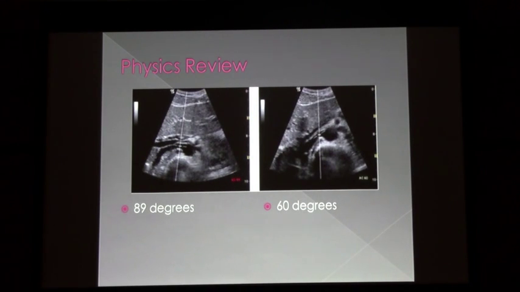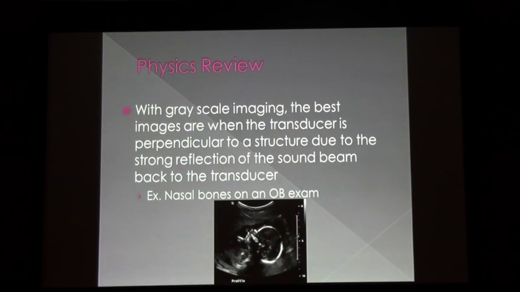This was just an example I had found of angling the transducer beam. In the image on the left, the Doppler angle is at 89 degrees. The angle on the right is at 60 degrees, simply by changing the angle of the beam. And all renal arteries look like that. Right, they do, in books. Exactly. With grayscale imaging, our best images are when the transducer is perpendicular to the structure, because of the reflection that we're able to receive back. So if you're doing Doppler imaging, you may not be getting the best grayscale image. You kind of have to take it for what it's worth.